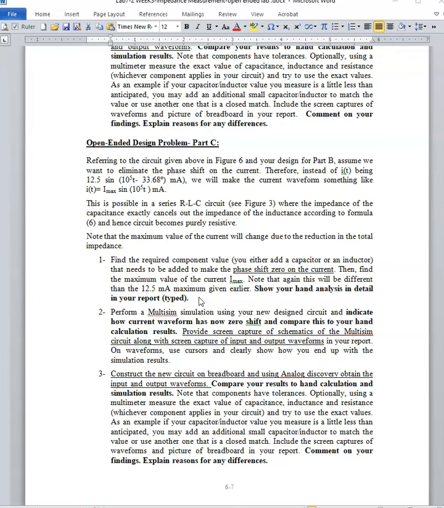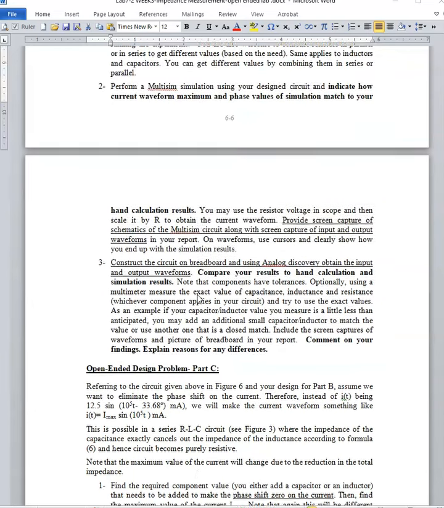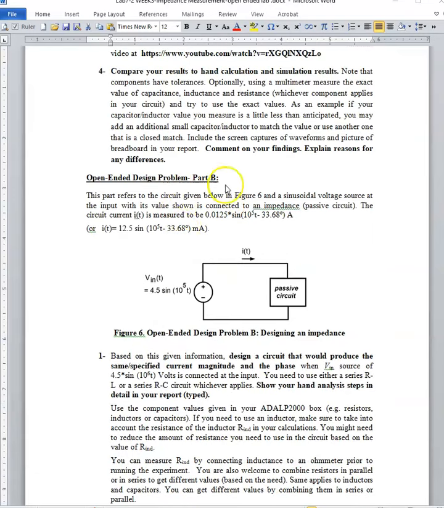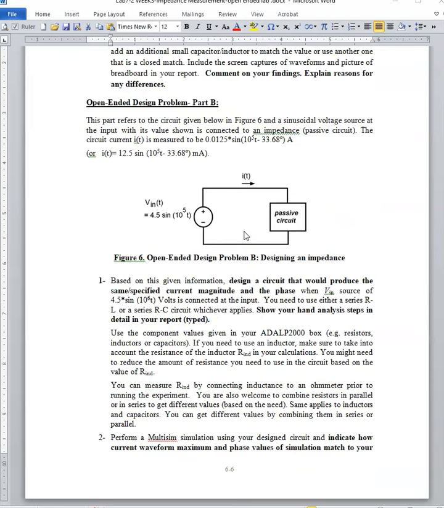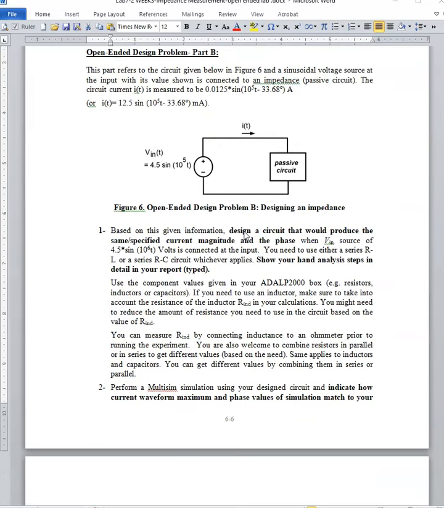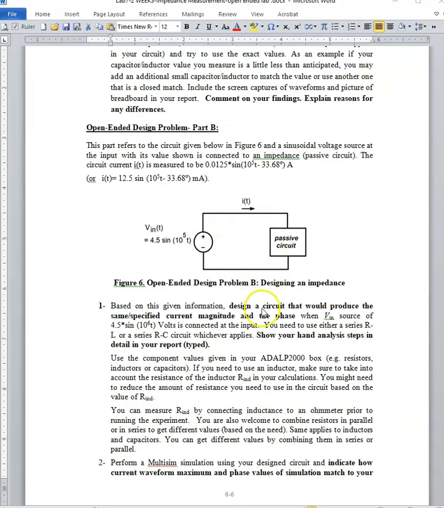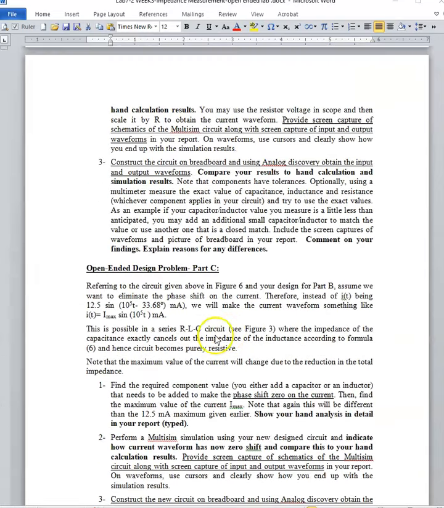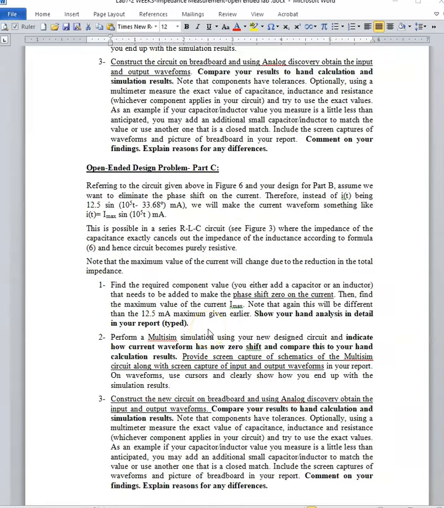If you got an RL circuit on this part, then a capacitor needs to be added. If this is an RC circuit, then an inductance needs to be added. I just don't want to give hints. So this is going to be an RLC circuit where the impedance of the inductor will cancel the impedance of the capacitor, so you got basically a circuit that is purely resistive.